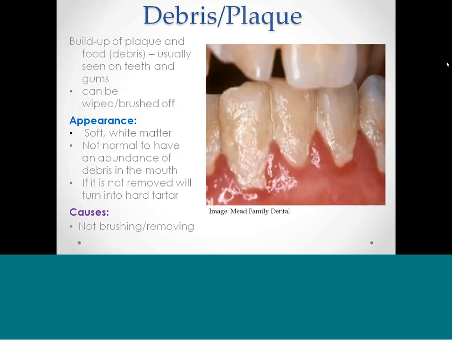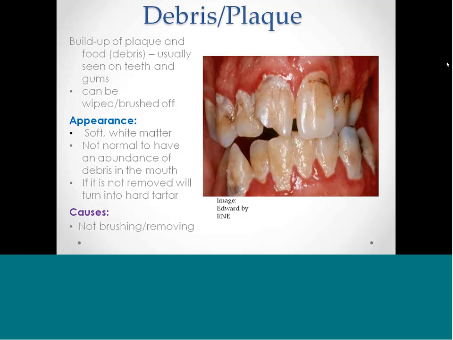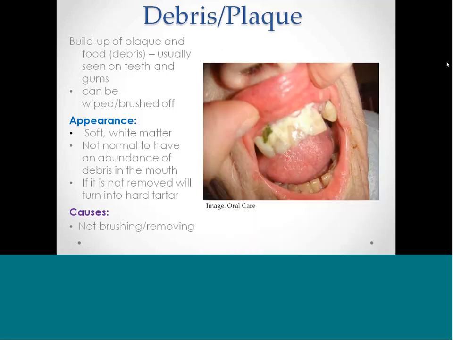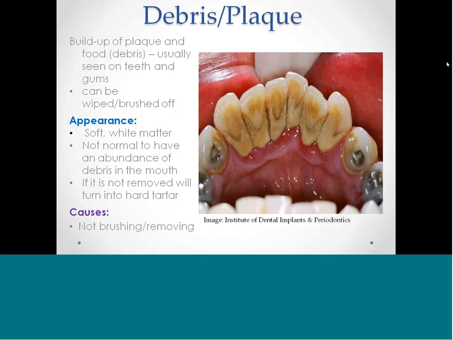Image 1 is an example of mild debris accumulation. In image 2, you can see a moderate debris accumulation. Image 3 is severe debris. And in image 4, this is where the plaque becomes hard tartar, also known as calculus.